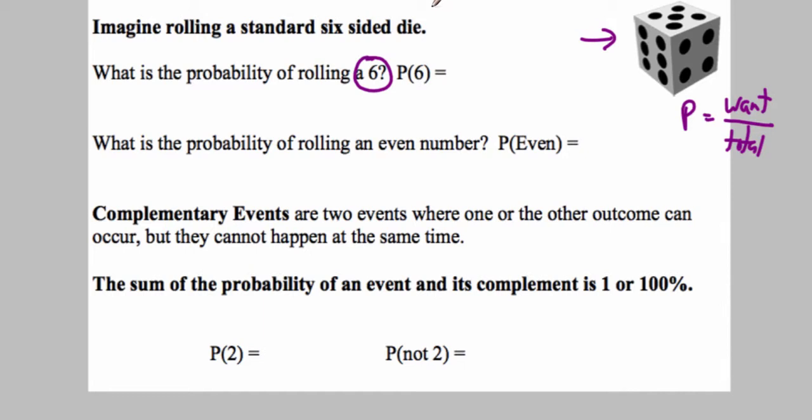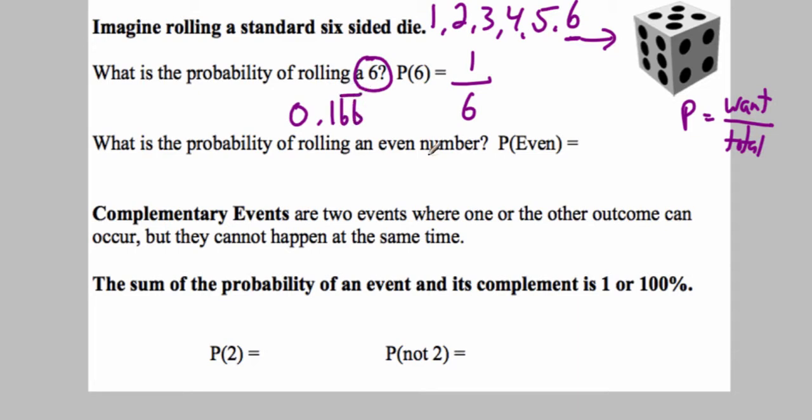Think about a number cube. You could roll a 1, a 2, a 3, a 4, 5, or a 6. There's only one way to get what I want out of 6 total possibilities. Now, I'm going to have you writing these both as fractions, but also as decimals and percents. So as a decimal, this would break out to be 0.1666 repeated, or 16.6%. That's a 1 out of 6 chance.